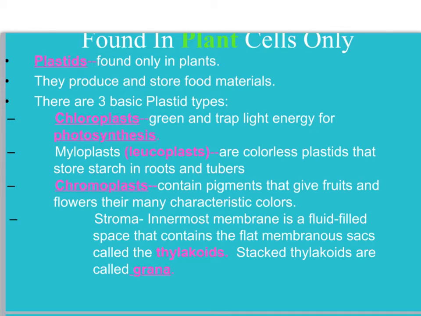Plastids. So plastids are only in plants. There's a couple of different types of plastids. So what plastids do is they make food and they also store food. So there's three main types of plastids.